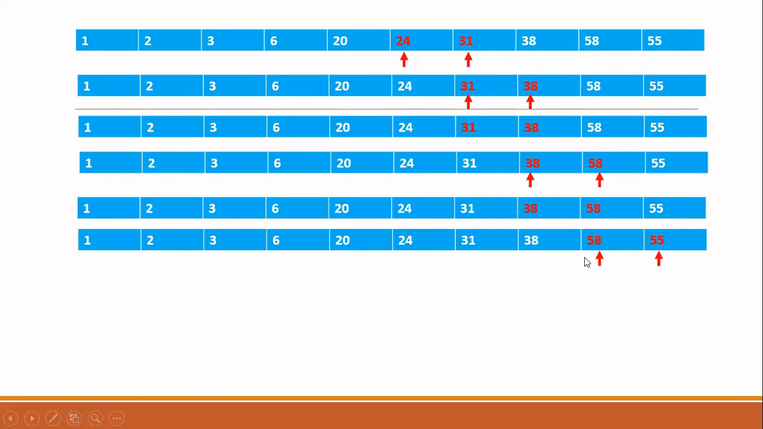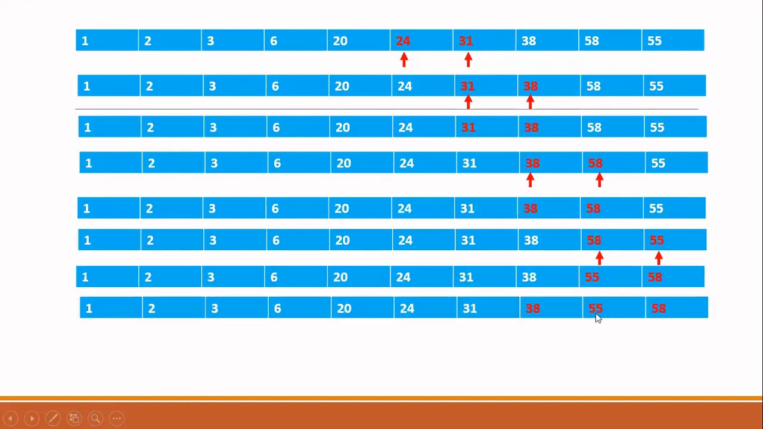There is a swapping required. So you swap 55 and 58. You swap 55 and 58. After you swap this, you have to compare this 55 with the previous element. Now 55 is greater than the previous element, so no need for any swapping.